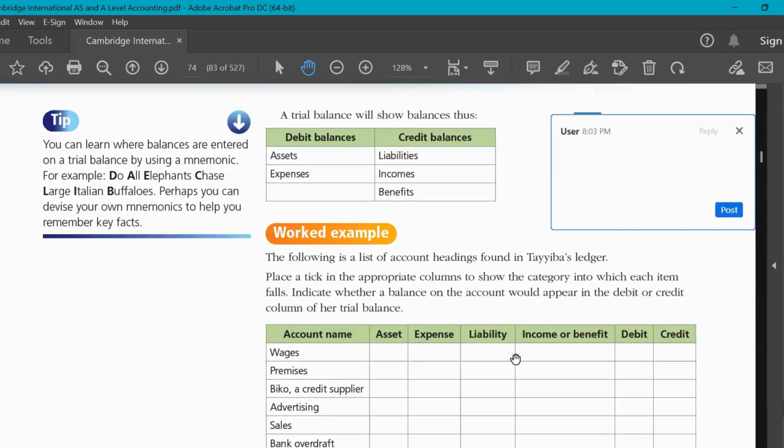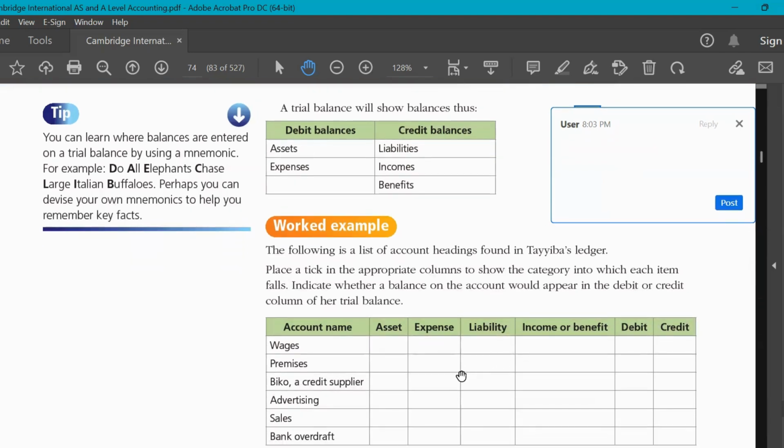Okay, work example. The following is the list of account headings.